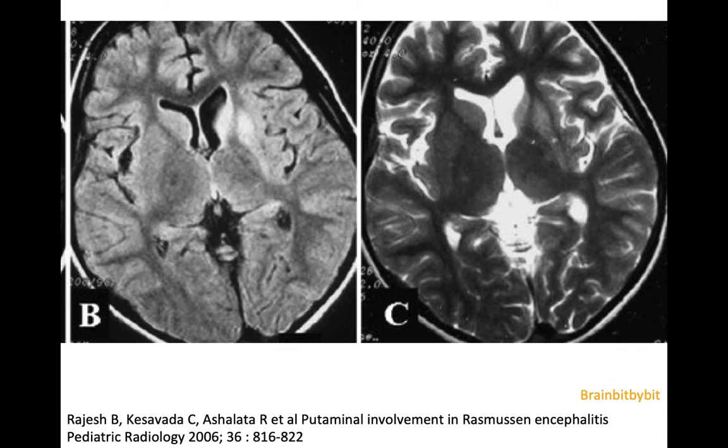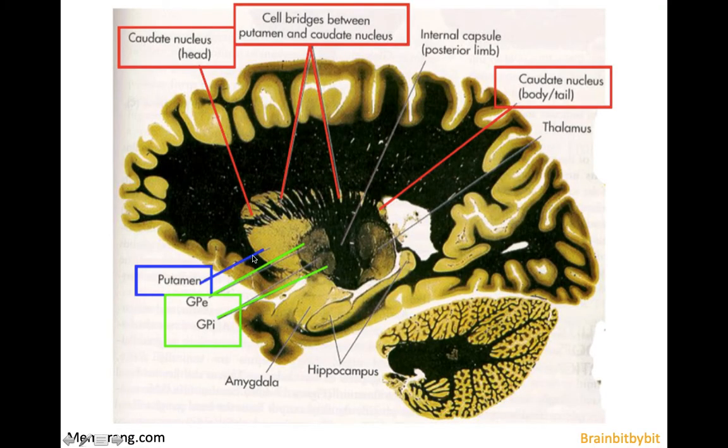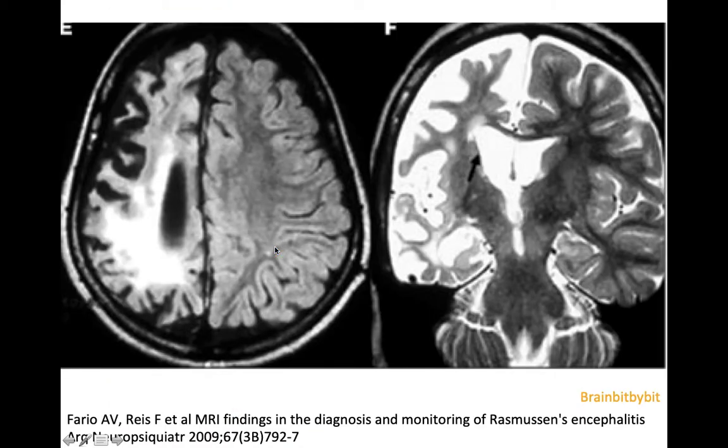And not only the caudate is involved in Rasmussen encephalitis, but also the putamen, as you can see on the FLAIR and T2 weighted images, which is easy to remember because both the caudate and the putamen are telencephalic structures like the cortex. And as you can see on this image, there's a very close structural and functional relationship between the caudate nucleus and the putamen. In the chronic stage, there's extensive gliosis in the white matter and cortical atrophy in patients with Rasmussen encephalitis.